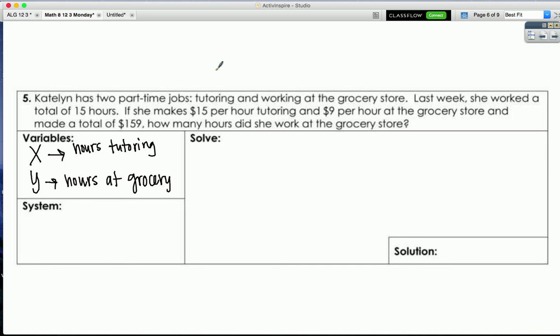So based upon the labels on the variables, let's go back to the situation and make some equations. So we know that she worked a total of 15 hours. Annalise, do we know how many hours she did each yet? No. So all we can say is that x plus y equals the total number of hours, which was 15. We don't know the number of each yet, but we do know all together the amount of hours totaled to 15. So all we can say is x plus y equals 15. Her hours tutoring and her hours at the grocery store equaled up to 15 hours.